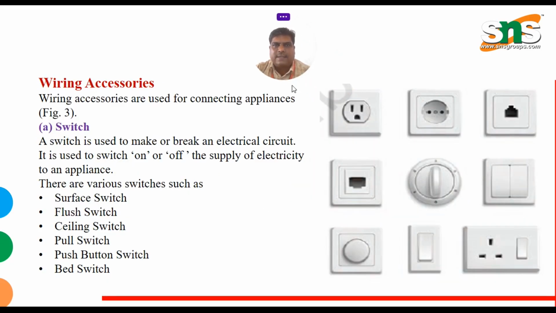Wiring accessories. These figures show how these wiring accessories are used. Wiring accessories are used for connecting appliances. First one is a switch. A switch is used to make or break an electrical circuit. It is used to switch on and off the supply of electricity to an appliance. There are various types of switches available: surface switch, flush switch, ceiling switch, pull switch, push button switch, bed switch.